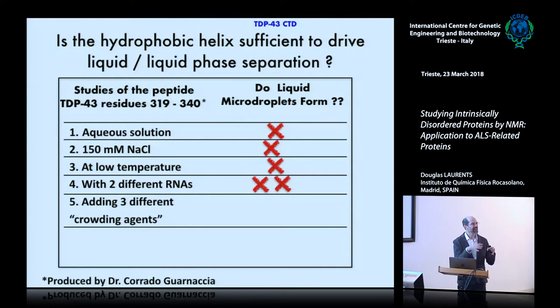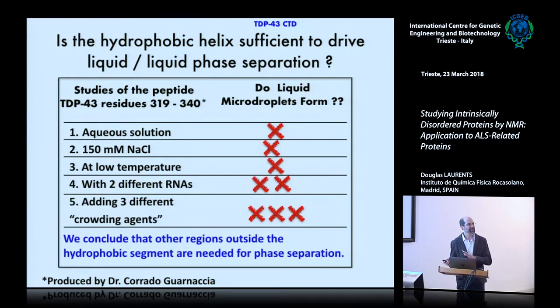You know, inside the cell, there's a high concentration of macromolecules and also metabolites. And these create a crowding effect that favors associations. So we tried to mimic this by adding different crowding agents, like Ficoll or polyethylene glycol, but none of these worked. So these are unpublished data, but we can tentatively conclude that regions outside the hydrophobic segment are probably necessary for driving the liquid-liquid phase separation. It doesn't seem that the peptide on its own can do it.